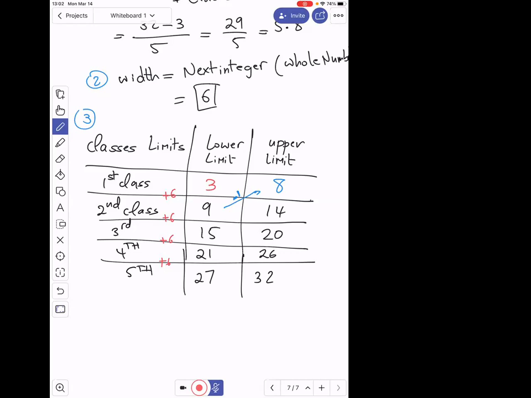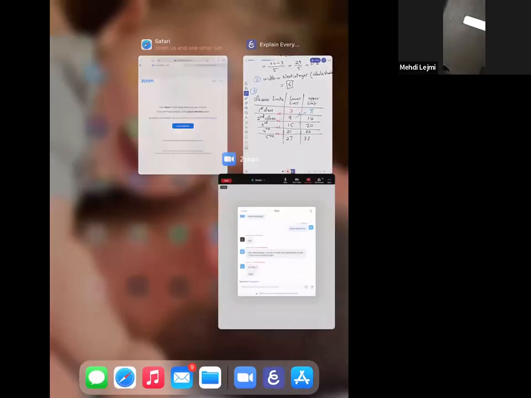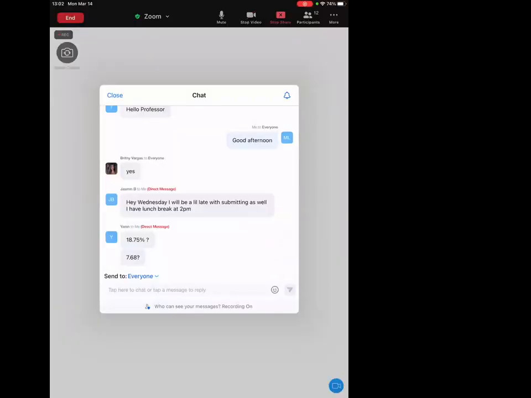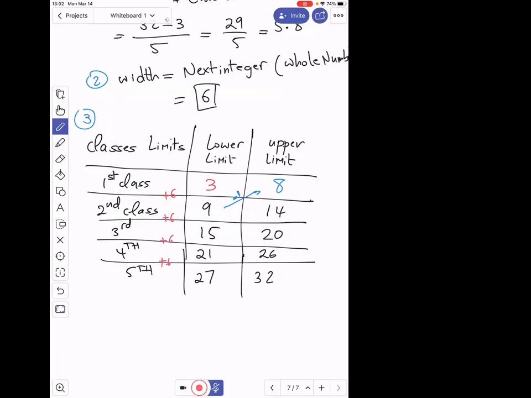Any questions so far? I need to check the chat. I did it backwards. That's why I didn't do it right. Backward? Yeah, like I started with the higher, I did it flipped. No, you start with the smallest data value.